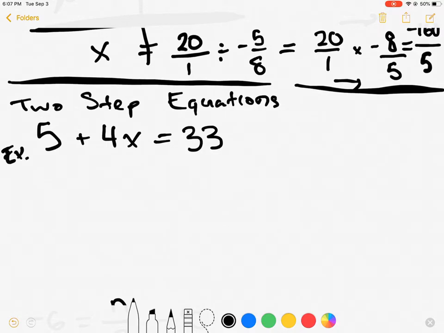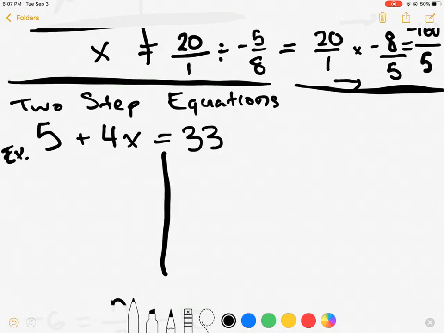5 plus 4x is equal to 33. Again, the intention of solving this equation is to solve for x. So you want to isolate your variable on one side. And to do that, we've got to use our golden rule of algebra. That means that to eliminate a term on any side of the equation, you want to use the inverse, the inverse of whatever operation is being implied.